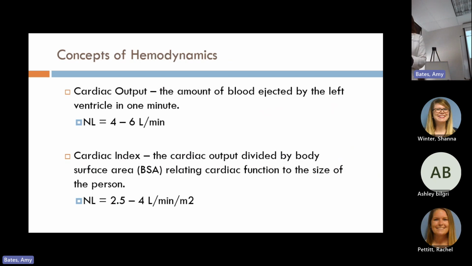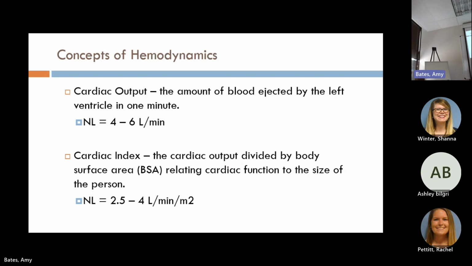So hemodynamics, cardiac output. Cardiac output is the amount of blood ejected by the left ventricle in 1 minute. Normally that's 4 to 6 liters. 4 liters on me is going to look different than 4 liters on Dr. Rickelman, right? It will be sufficient for me. It would not be sufficient for him, I don't think.